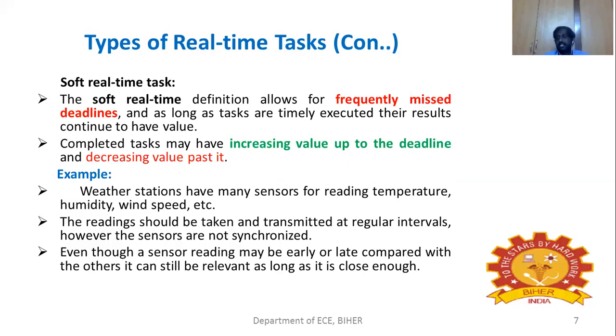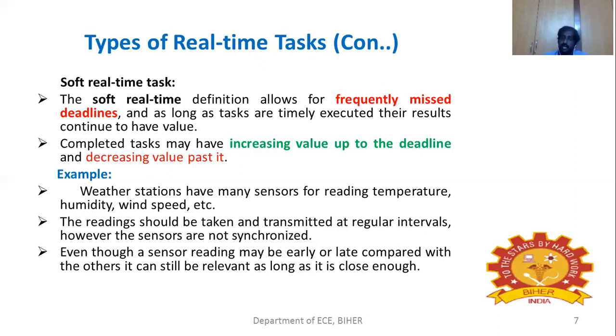Example, weather stations. Weather stations are the best example. Weather stations have many sensors for reading temperature, humidity, wind speed, etc. The readings should be taken and transmitted at regular intervals. However, the sensors are not synchronized. Even though a sensor reading may be early or late compared with the others, it can still be relevant as long as it is close enough.